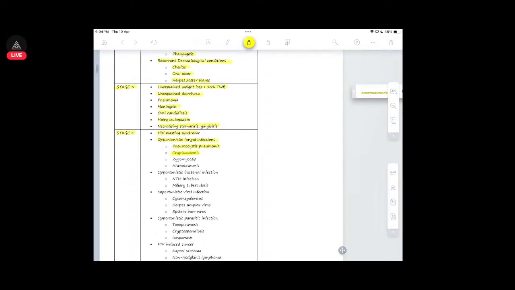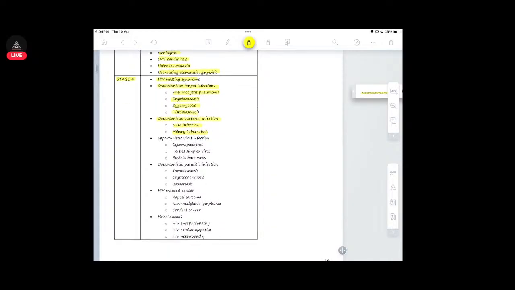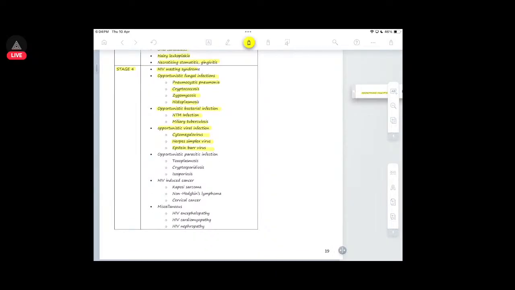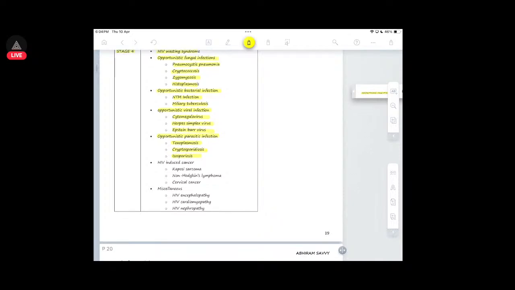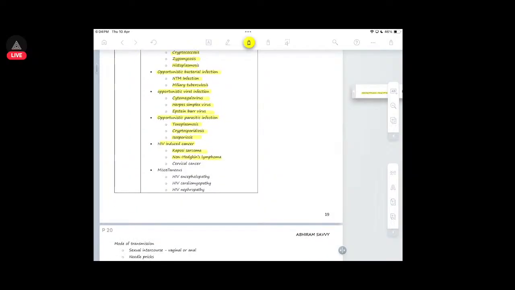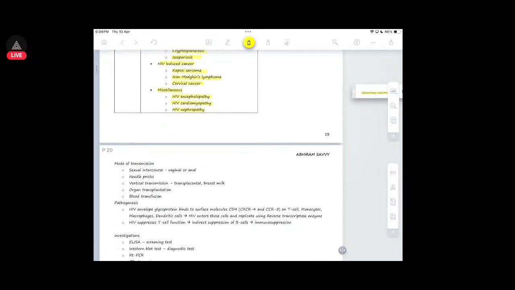Opportunistic infections will be there: Cryptococcus, Zygomycosis, Histoplasmosis, opportunistic bacterial infections, NTM, and TB. Opportunistic viral infections include cytomegalovirus, herpes simplex virus, and Epstein-Barr virus. Opportunistic parasitic infections include toxoplasmosis, Cryptosporidium, and Isospora. HIV-induced cancers also will be there: Kaposi sarcoma, non-Hodgkin's lymphoma, cervical cancer, and miscellaneously you have HIV encephalopathy, HIV cardiomyopathy, and retinopathy. All of these will occur in these stages.